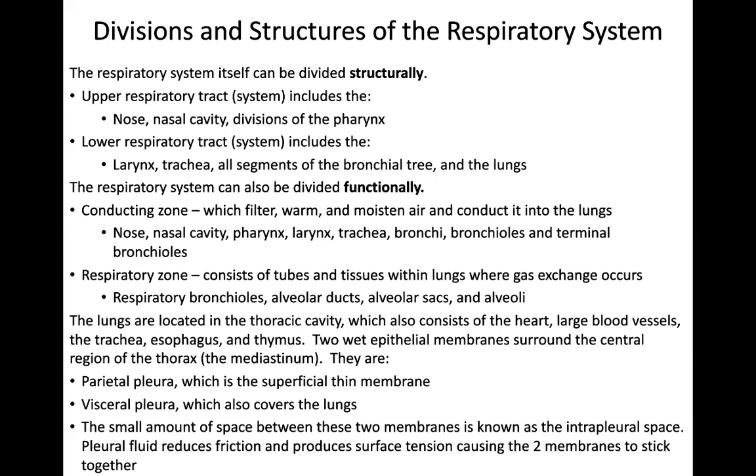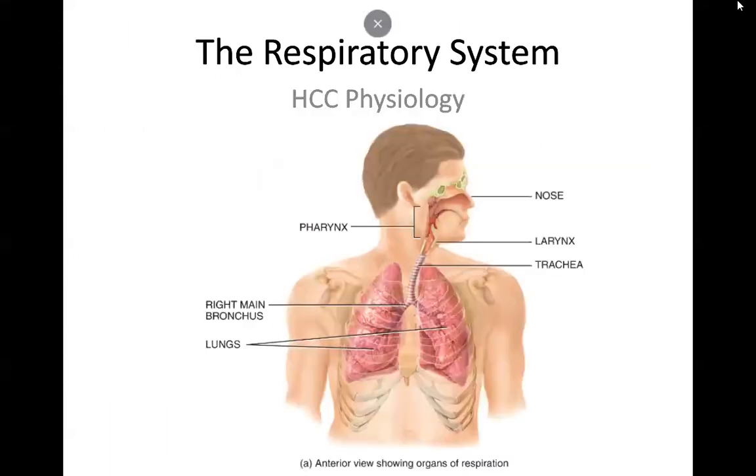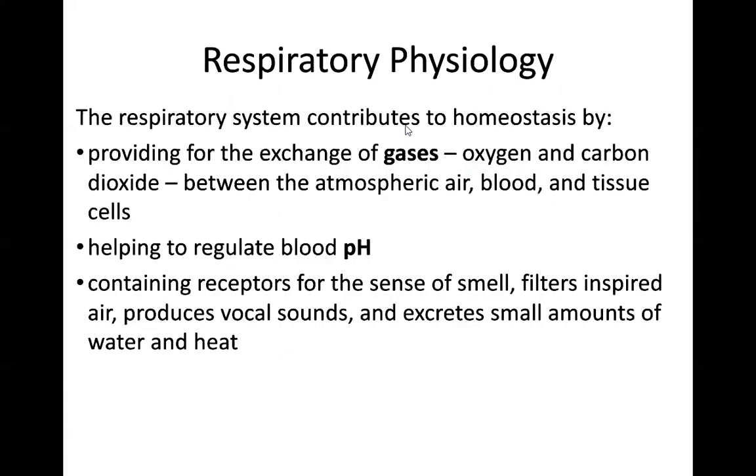Structurally, we just break them down into an upper respiratory tract and a lower respiratory tract. The upper respiratory tract includes the nose. Really, I should include the mouth because we breathe through the mouth as well. And then the divisions of the pharynx, there's 3 different divisions. The naso, oro, and laryngeal pharynx, which we don't care too much about in this class.